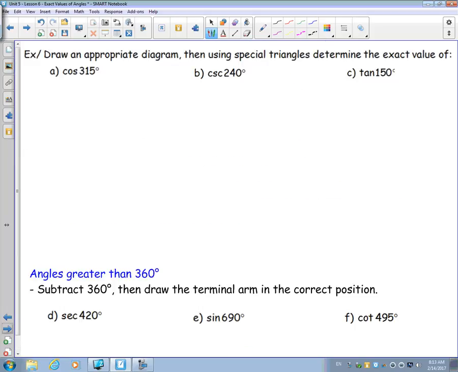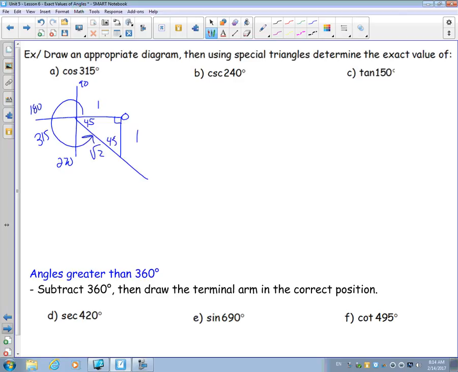Okay, so we'll try some just to show you how this works. So cos of 315. So 0, 90, 180, 270. 315 has to be down here. 315 is all the way around to there. If that's 315, and I make my triangle with the x-axis, how much is left inside? Well, I know a complete circle is 360, so this has to be 45 inside. If that's 45, that's 90, that's 45. It's a special triangle, 1, 1, and root 2.